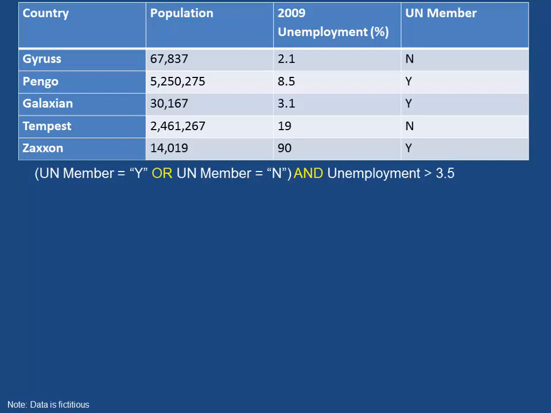Focusing on this slide is an attribute table that has four attributes of country, population, 2009 unemployment, and whether the country is a United Nations member. Below the table, we have a query we wish to execute on the table. The query reads, open parentheses, UN member equals yes or UN member equals no, close parentheses, and unemployment is greater than 3.5. Spend a few moments and go row by row through the attribute table to see if you can determine which countries are going to be selected based on this query. We will review the answers on the next slide.